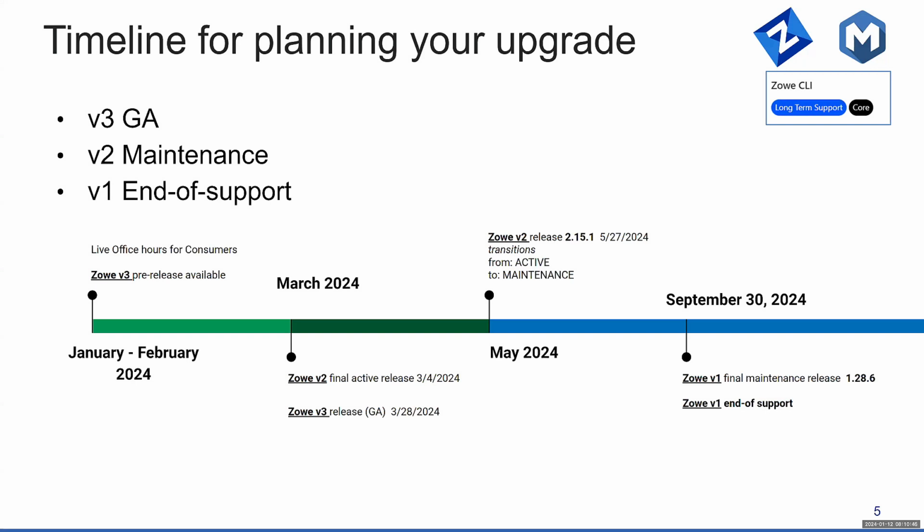And then V2 will transition from an active release, meaning a release that continues to deliver features and functions, to a maintenance release, which is a release that will continue fixes and patches for any security vulnerabilities. And then again, at the end of September, that is the timeline for the Zowe V1 final maintenance release, and will terminate support.